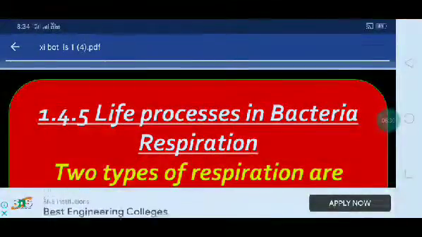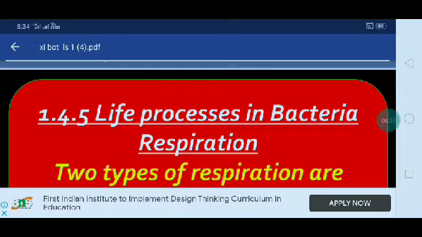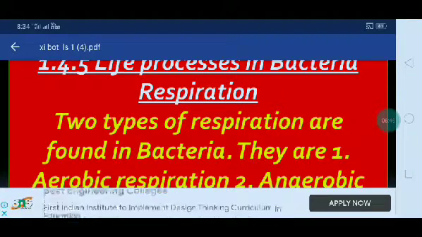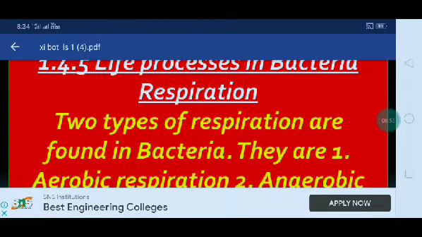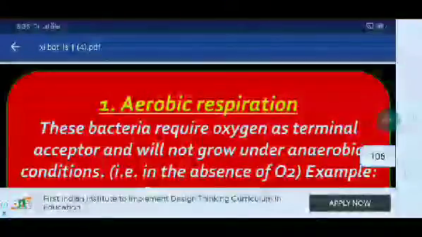Next is life processes in bacteria. What are the life processes in bacteria? First, respiration. There are 2 types of respiration found in bacteria: aerobic respiration and anaerobic respiration. Aerobic respiration is with the help of oxygen, and anaerobic respiration is without oxygen. That is the difference.